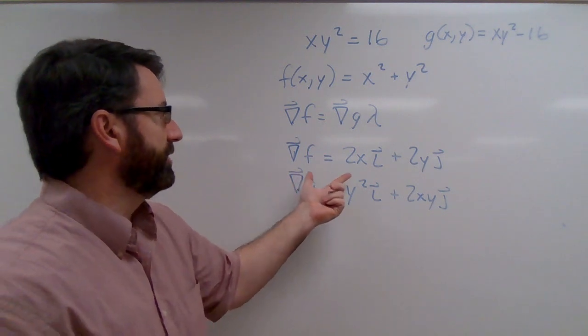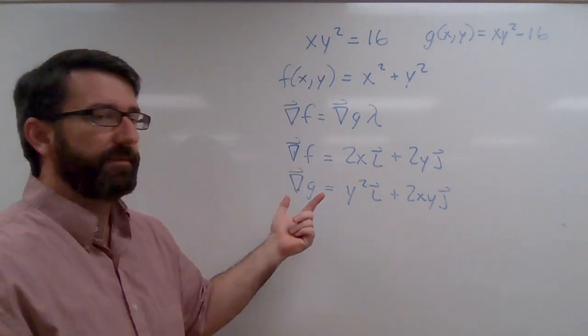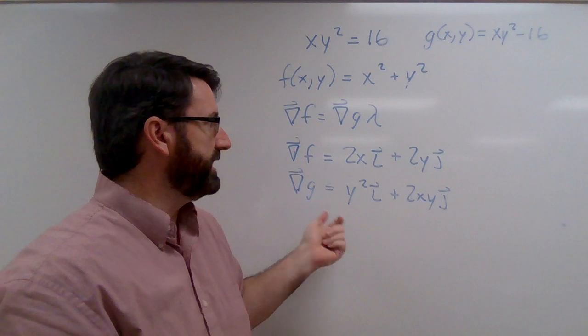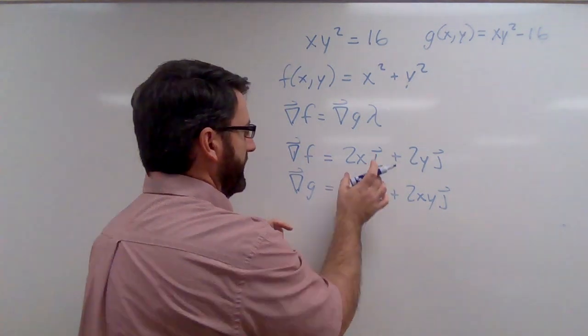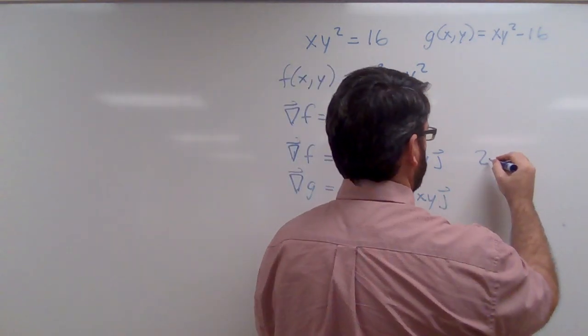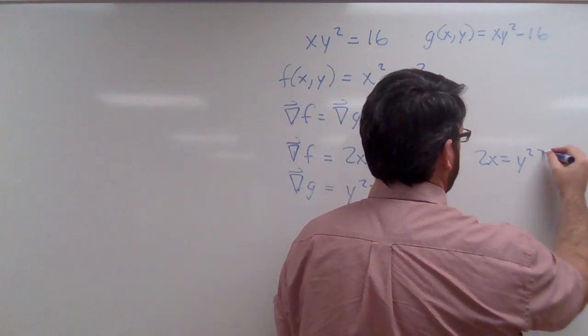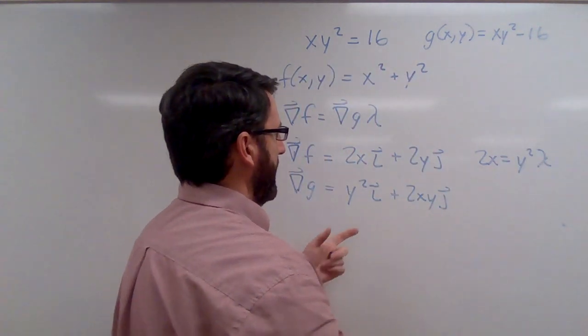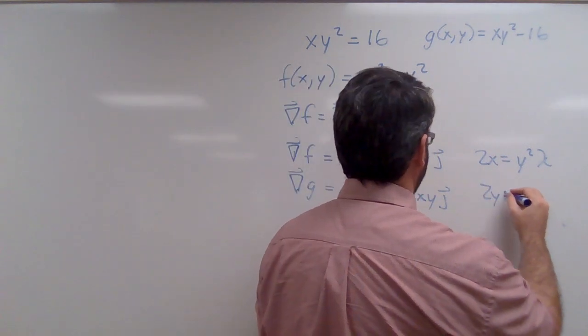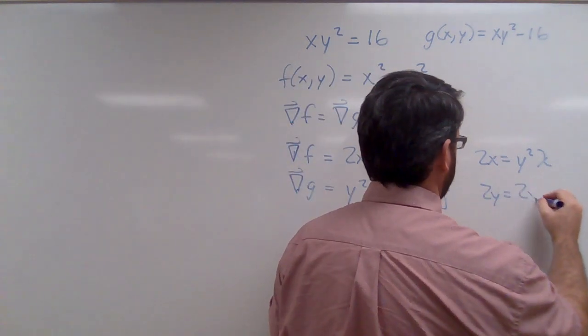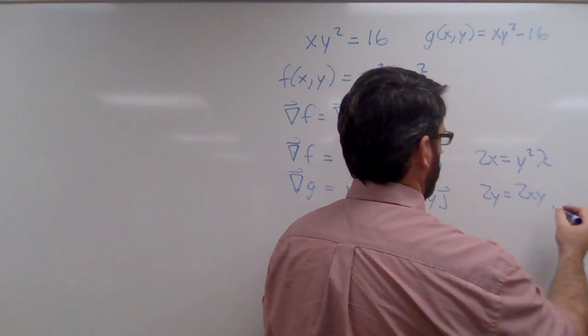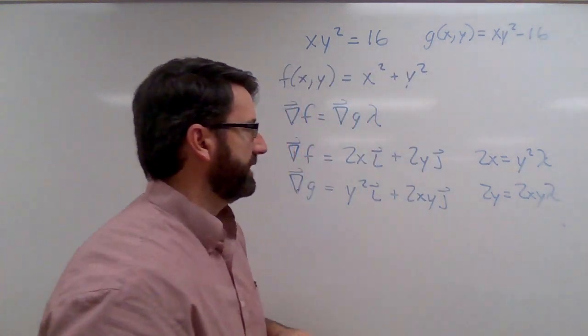And now we know that the gradient of f has got to be equal to the gradient of g times lambda. So for each of these components, we take 2x, that's got to be equal to y squared times lambda. And 2y has got to be equal to 2xy times lambda.